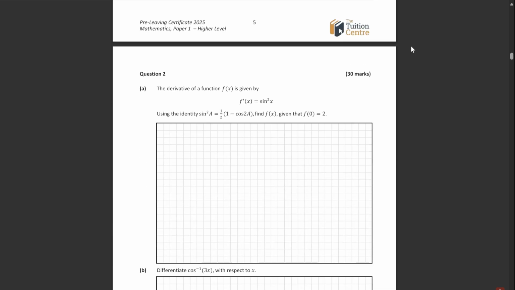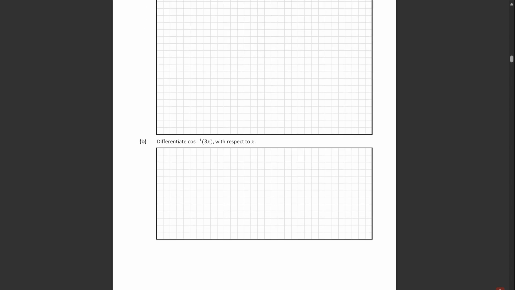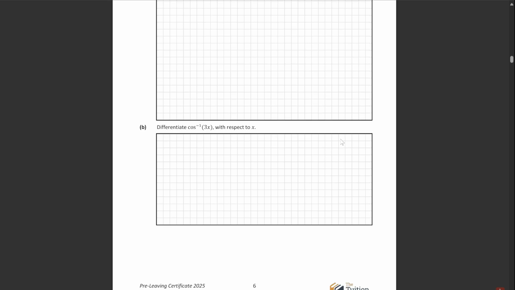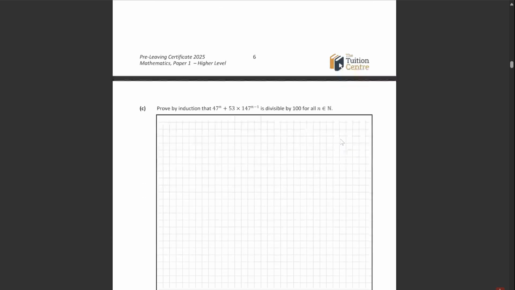Okay, the derivative is given by that, use that identity to find f of x. Okay, that's just hiding some integration in there. But these are standard formulas. If you do applied maths, you could just use u substitution here and make things easier, but these are all in the log tables. And then, I haven't actually seen much inverse trig differentiation on exams before, so it's nice to throw that in.